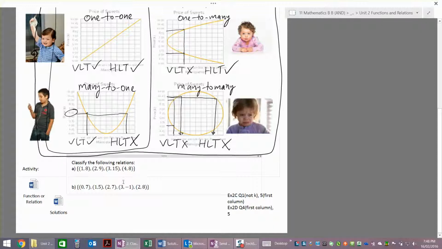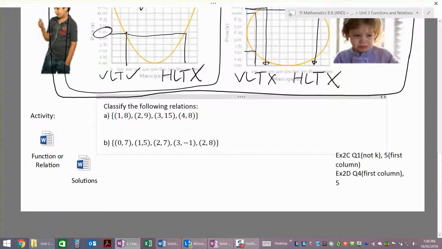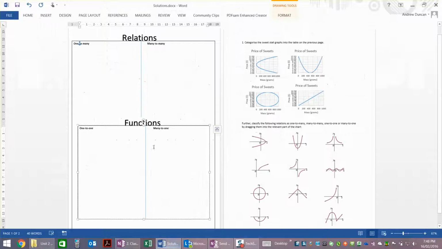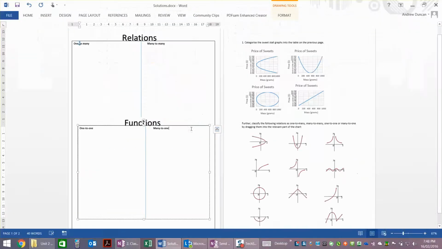Alright, it's a little bit more difficult to classify these when they're just in ordered pairs. So I'm going to avoid doing that for a few minutes while I think about it and have a look at this activity. So you can double click on your computers on this functional relation part and have a go at it yourself. And I'm just going to do the solutions. Okay, so press pause and do it yourself.